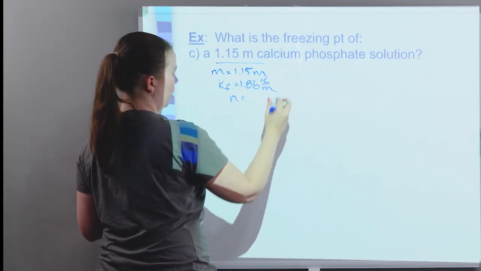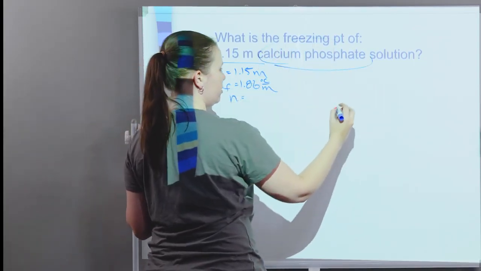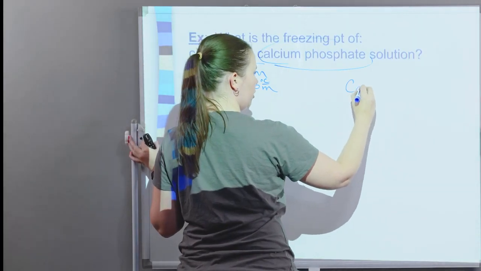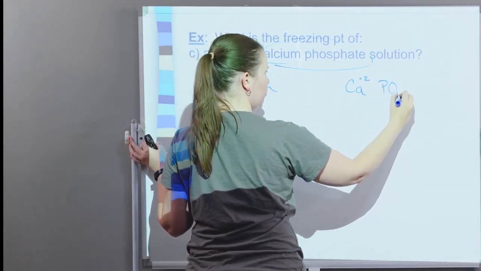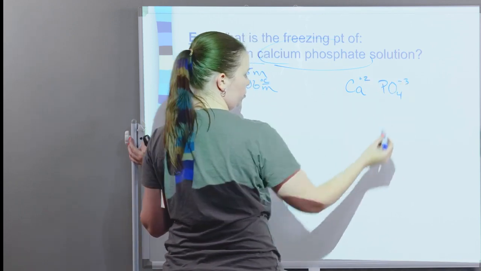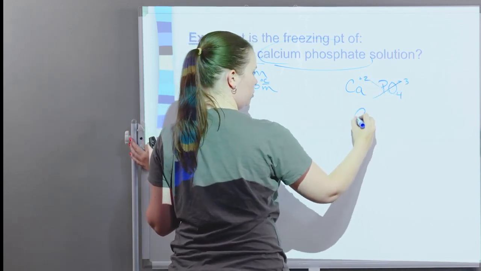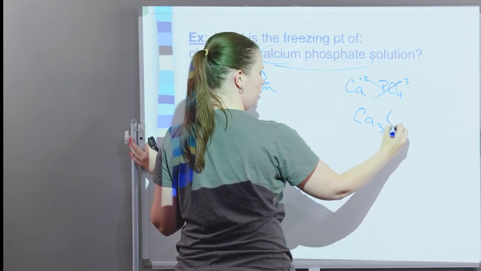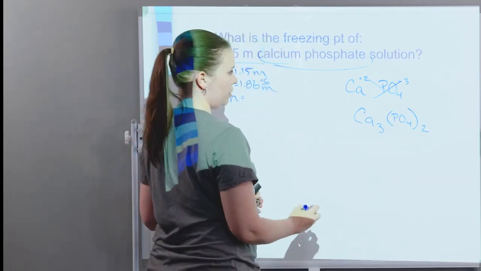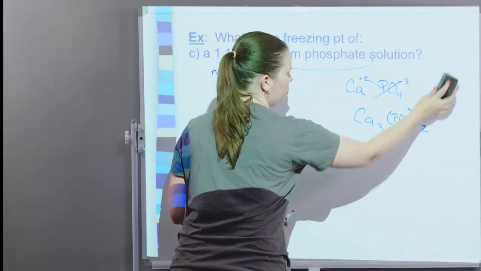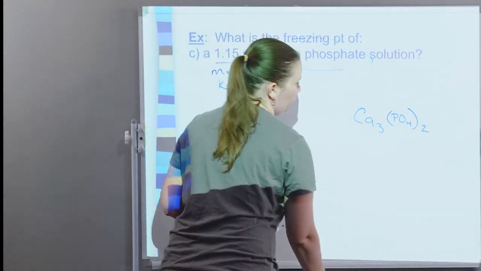But now I need to find the N for calcium phosphate. This one's a little tricky. Calcium has a +2 charge and phosphate, PO4, has a -3 charge. So when you crisscross, you get calcium 3, and then we're going to put phosphate in parentheses with the 2 on the outside. This would be the correct formula for calcium phosphate.